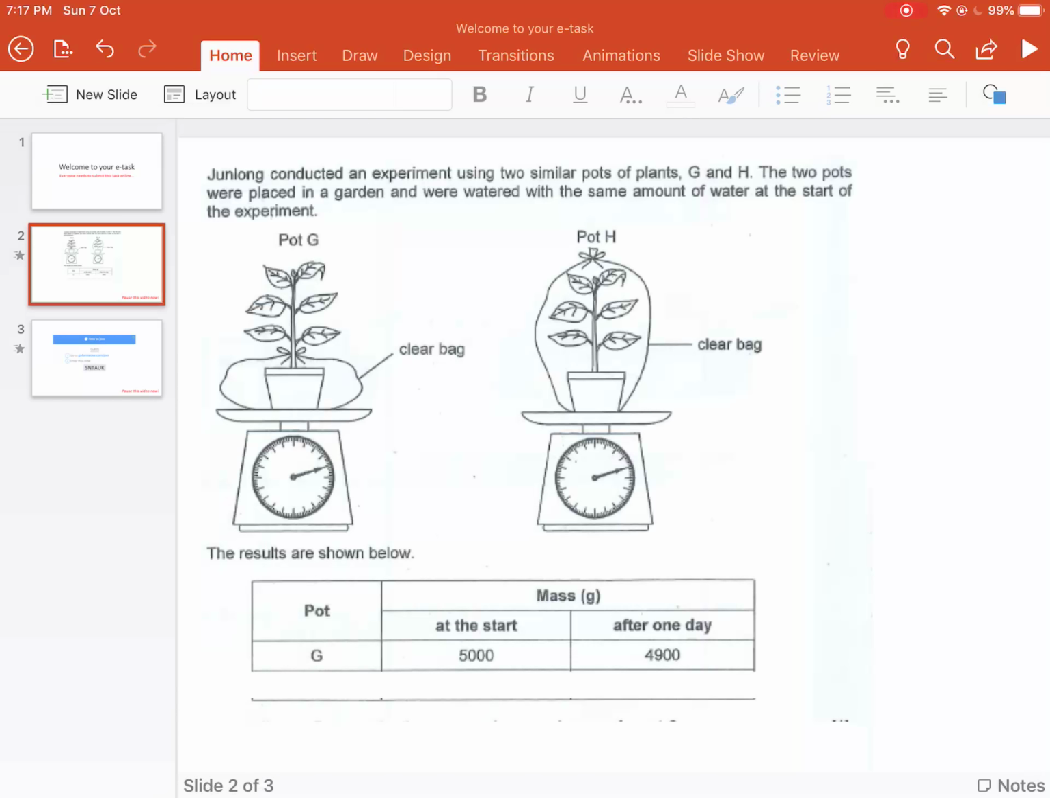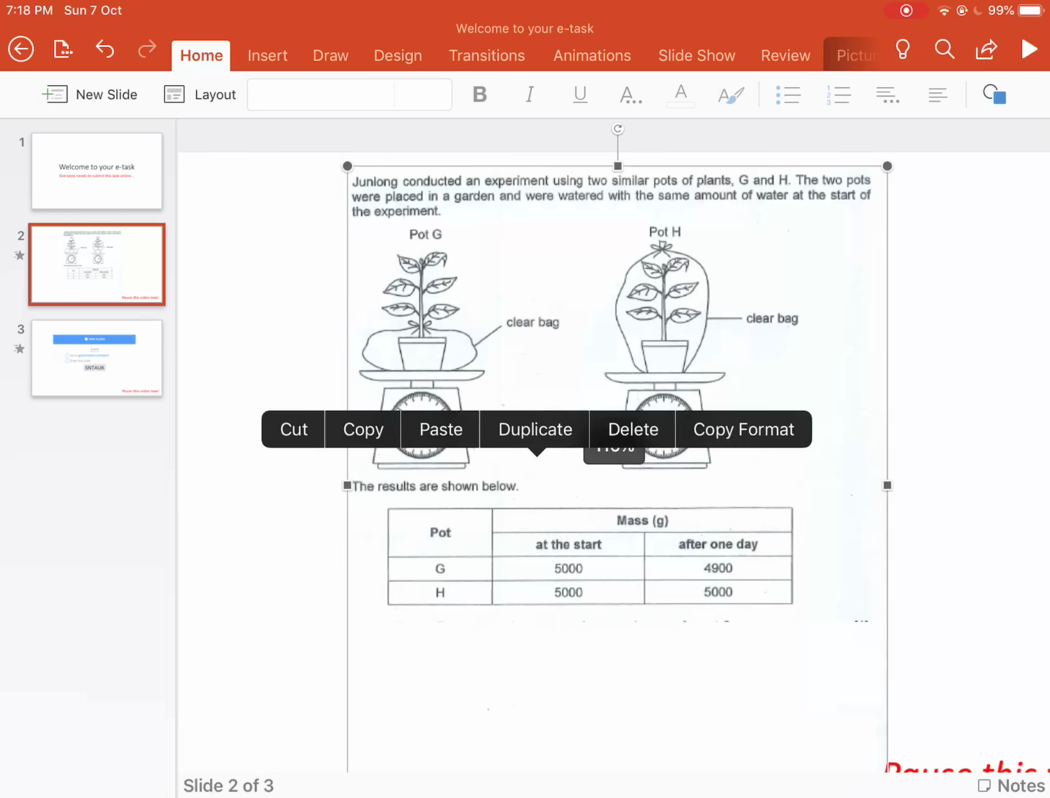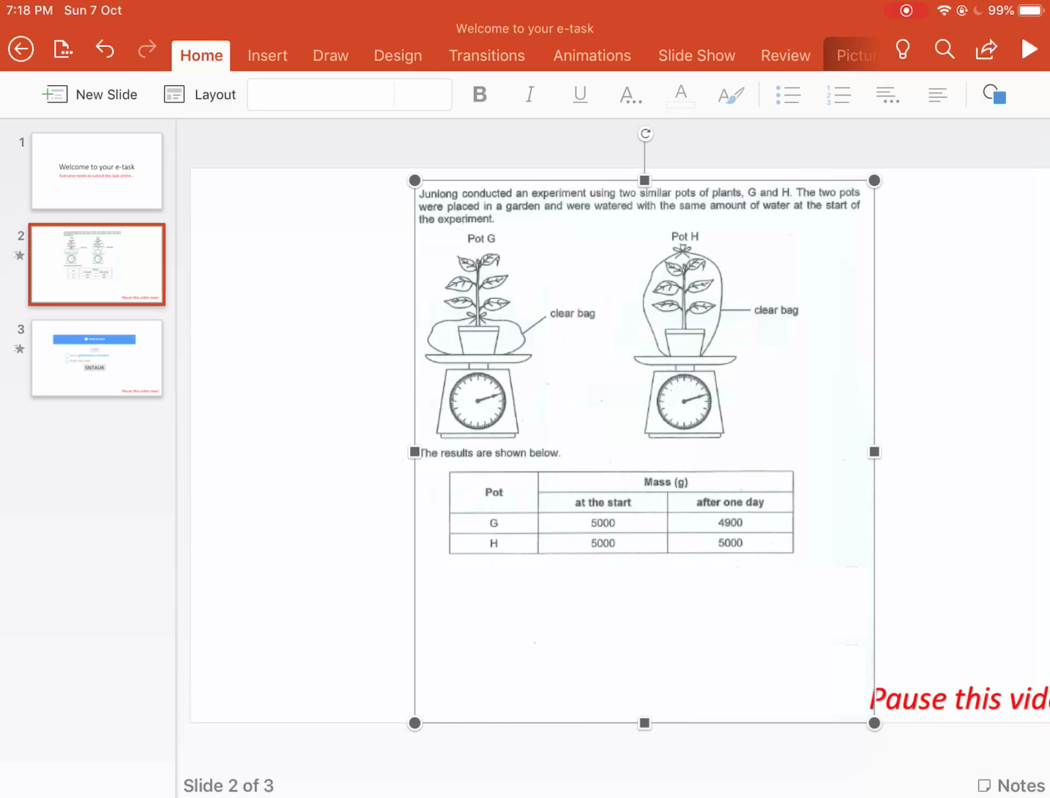You have pot G. The mass of pot G at the start of the experiment was 5,000 grams, and after one day it dropped to 4,009. So what about pot H? Let's take a look. Pot H at the start it was 5,000, and after one day it was still 5,000. Alright, so quite an interesting question. Somehow the mass didn't drop.